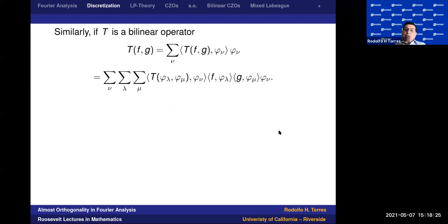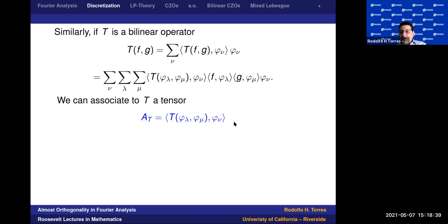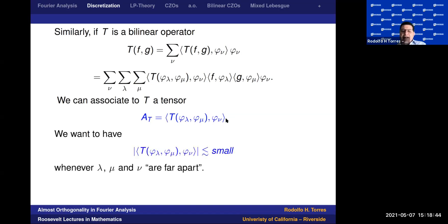So we can do the same because we're going to be looking at bilinear operators. These are operators that are linear in each entry, and we can do the same thing that I just described, and let me go fast over that. Now, instead of arriving at a matrix, we have something we can call a tensor that depends on 3 of the basis elements. But the same notion applies: we want this tensor to have components that are almost negligible for many practical purposes if the indices identifying these functions are very far apart.